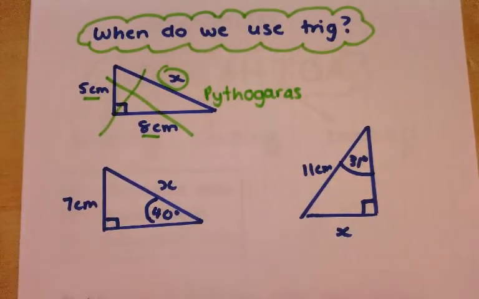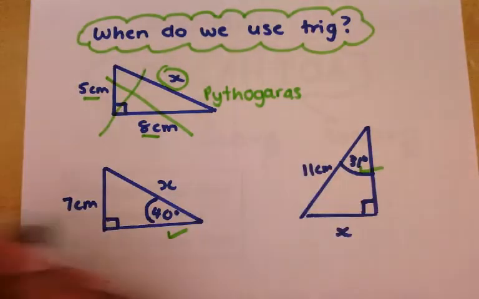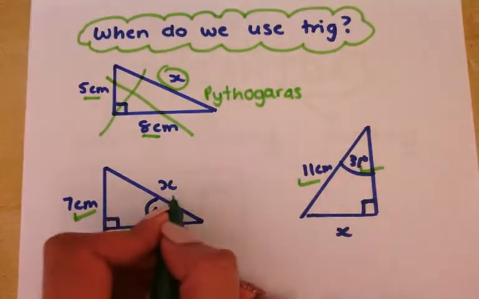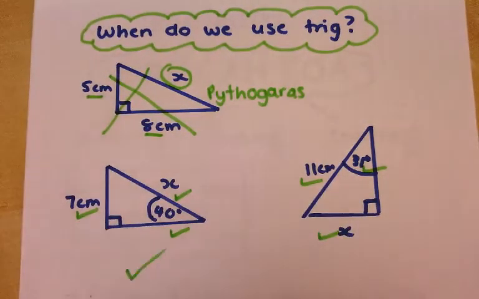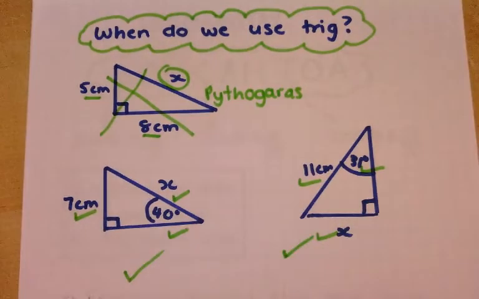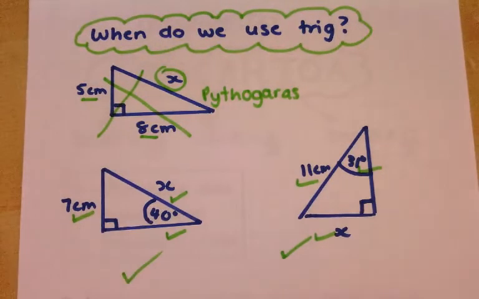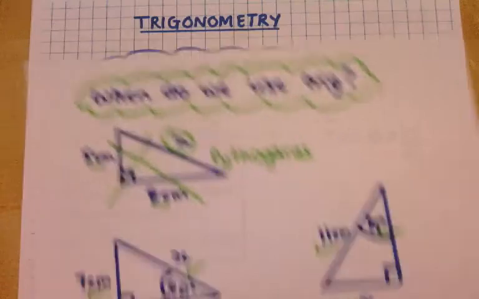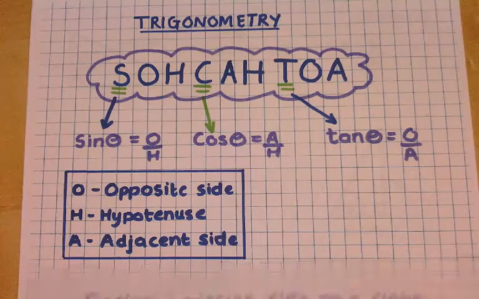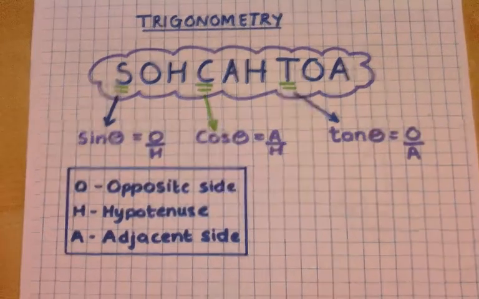The next two, we're given an angle which isn't the right angle, and we're given a side and we're looking for a missing side. So we can use trig for both of these problems. So we need an angle and a side. So let's actually do a calculation and find a missing side using the mnemonic.